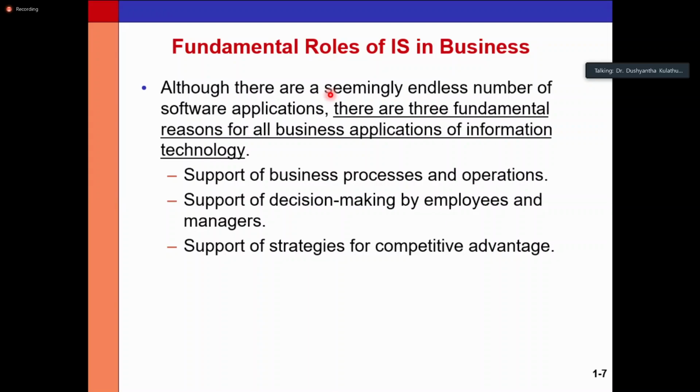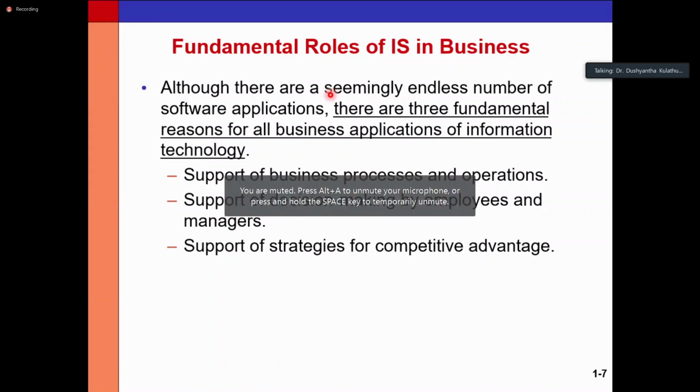Most probably, I think we can discuss this particular question after studying a couple of chapters, so that you will have a better understanding of it.